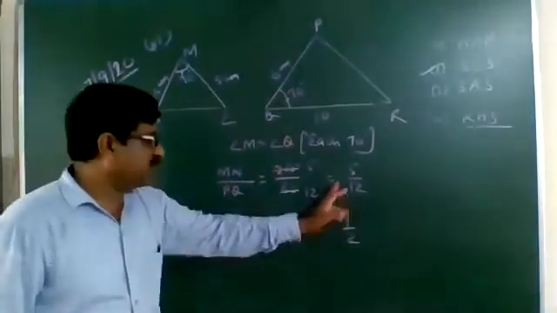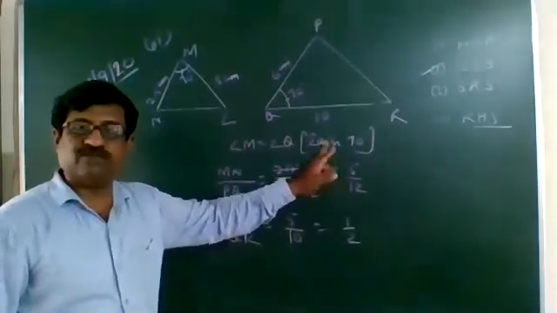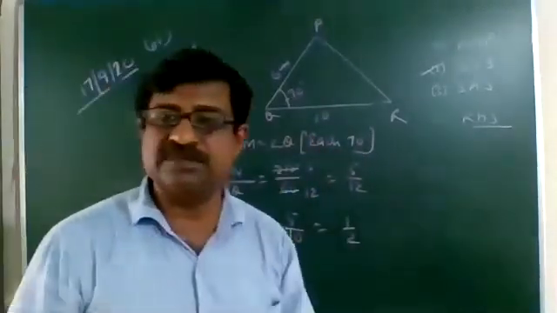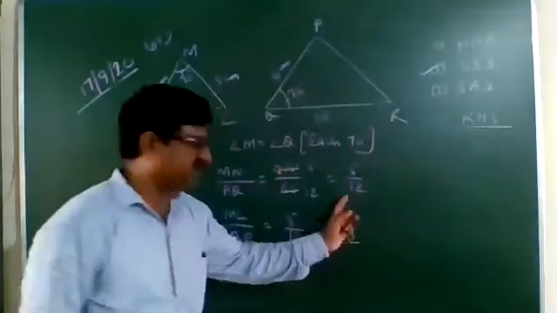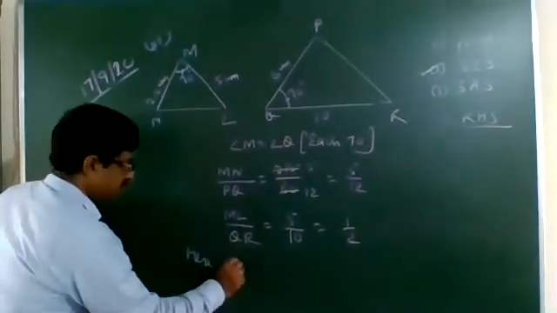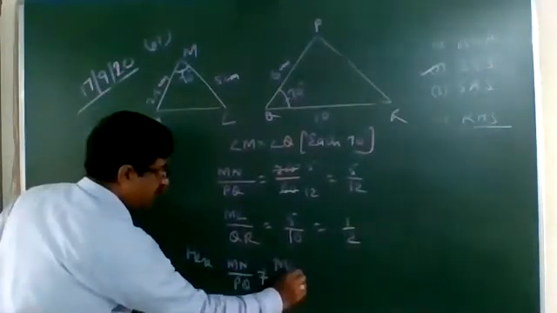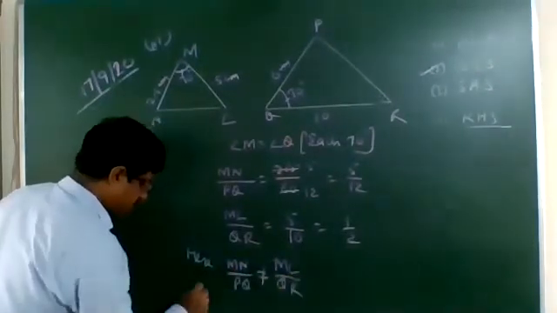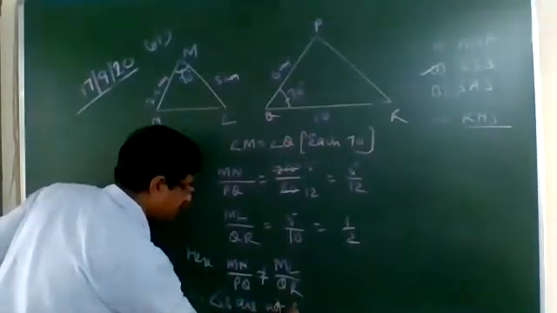If the ratios would have been 1 by 2, 1 by 2, as well as the angles in between them equal, we could say the triangles are similar by SAS. But here the ratios are not the same. Here, MN upon PQ is not equal to ML upon QR. Therefore, the triangles are not similar.